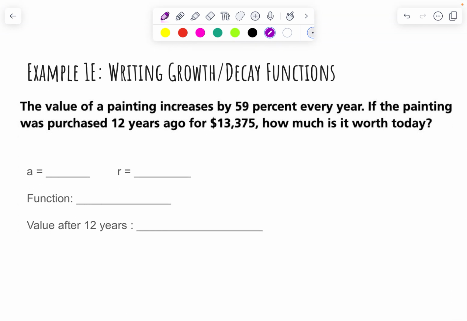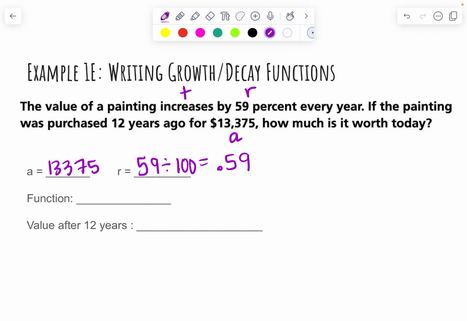So, get another painting. The value of a painting increases, so it's going up by 59% every year. If the painting was purchased 12 years ago for $13,375, how much is it worth today? So it starts at $13,375. To find our r, we'll do 59 divided by 100, which is 0.59.